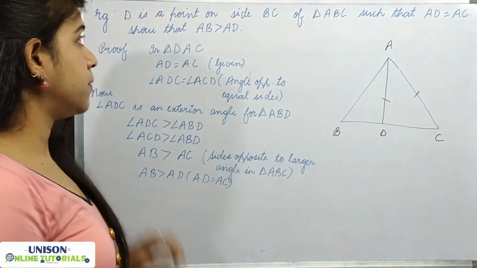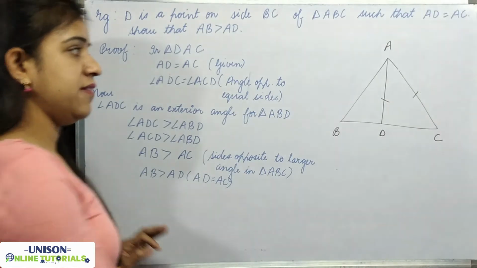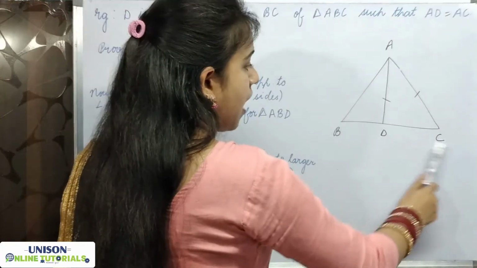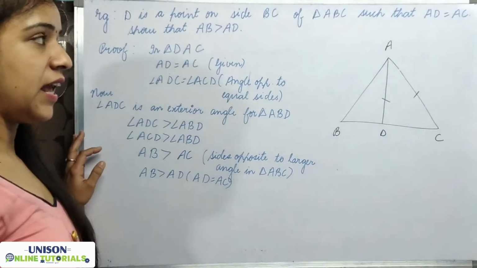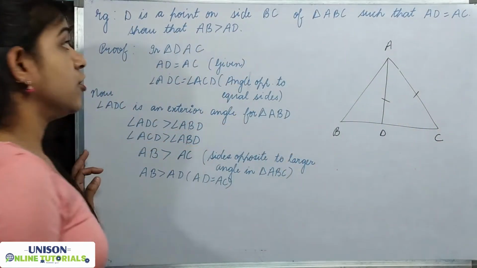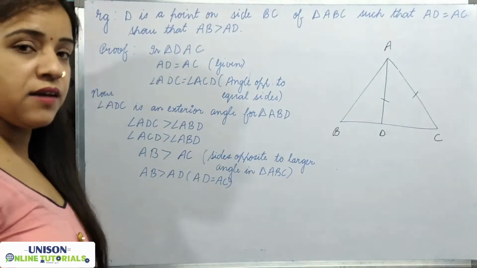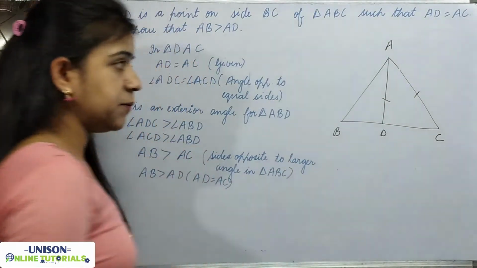Let's take an example. D is any point on side BC of a triangle ABC. This is triangle ABC, and D is any point on the side BC such that AD equals AC. Now AD equals AC, this is given. We have to show that AB is greater than AD. This side AB is greater than AD.